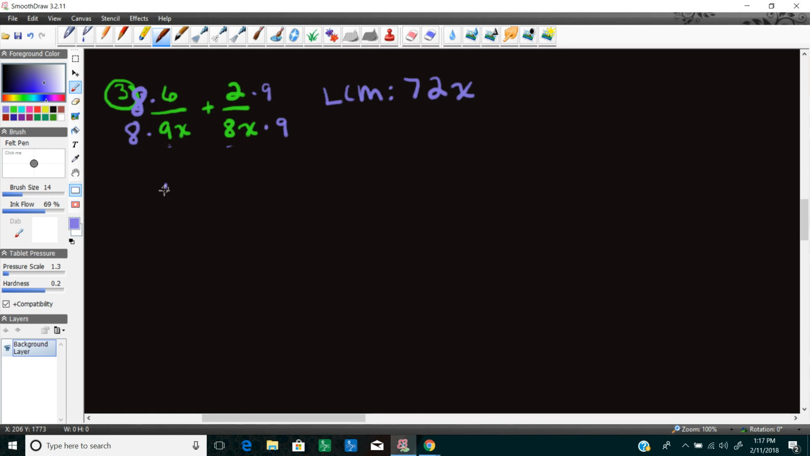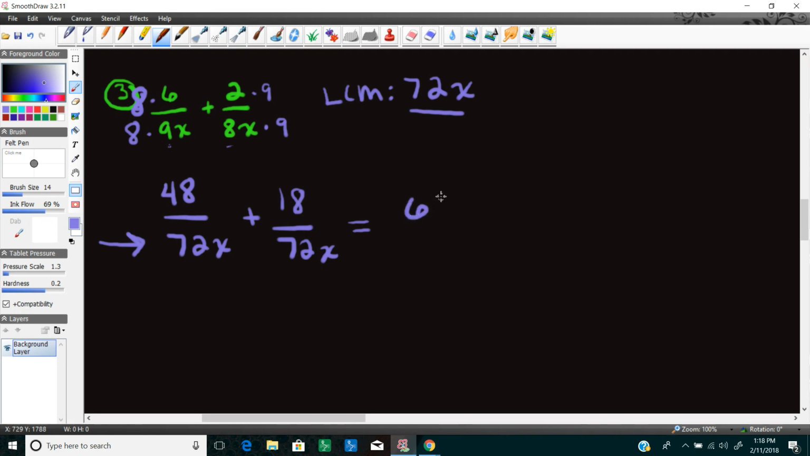And so we have 8 times 6 is 48 over 72x. Remember, the denominator should be whatever I have over here, okay? Plus 2 times 9 is 18. 8 times 9 is 72x again. So we have common denominators. I can go ahead and add the numerator part. 48 plus 18, what would that give us? Let's see. It's going to be 66, I believe. Yeah. Okay, so we have 66 over 72x.